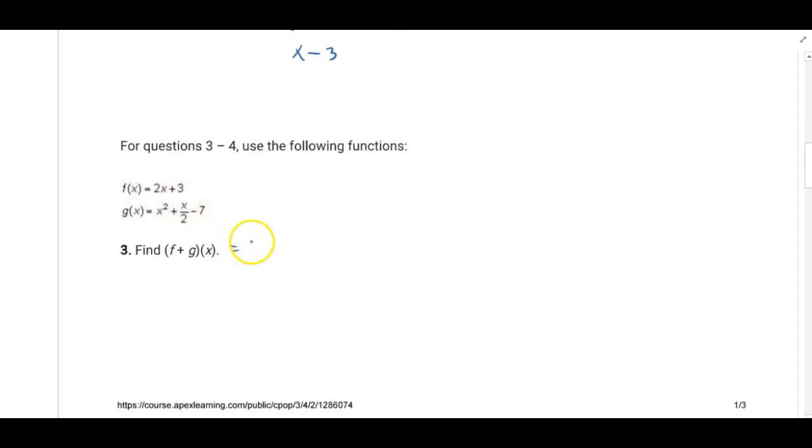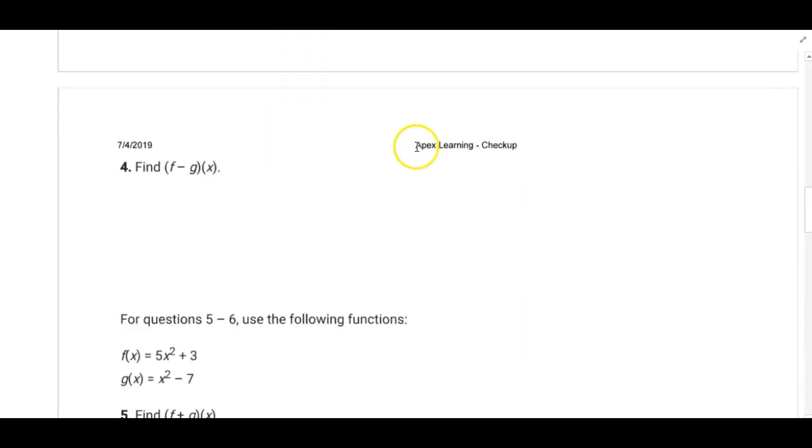The next one is a little more complicated. If I do 2x plus 3 plus x squared plus x over 2 minus 7. So what I like to do is write the highest exponent first. So I'm going to go x squared, cross it out, I've used it, but then 2x plus 1 x over 2 is the same as 1/2 x. So you could basically say that this would be plus 2.5x, and then 3 minus 7 is minus 4. Okay, so you could also do fractions there if you wanted to.